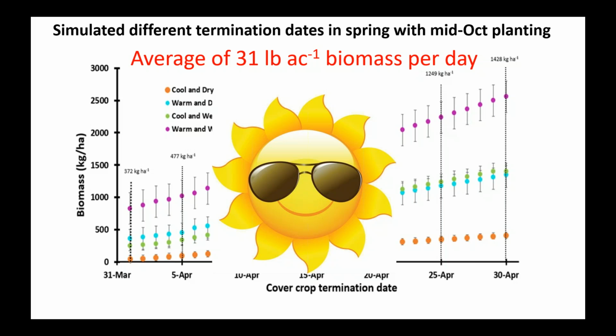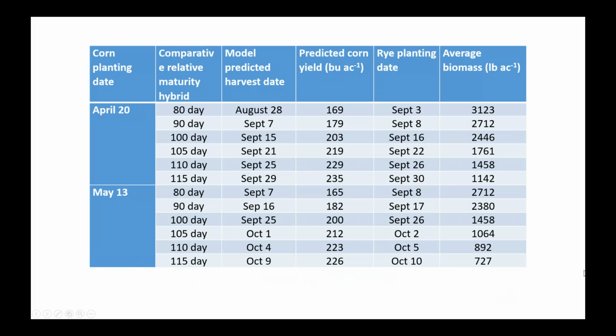It might be a little different from your experience, but I think this is something interesting for us to consider as I summarize here in this table. Here are my promised results in bushels per acre and pounds per acre of cover crop biomass. This is a summary of the April and May planting dates for the different varieties, their predicted harvest dates, yields, rye planting dates that we simulated, and the amount of biomass that you might get.